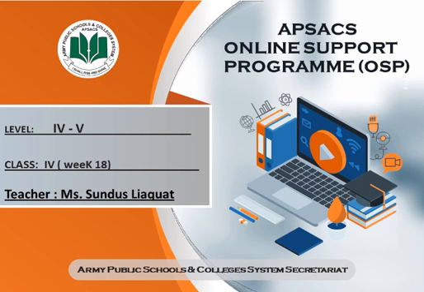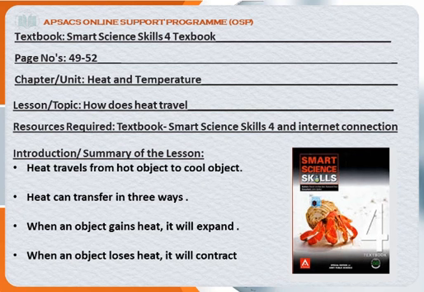This is OSP round 3. This is the revision of previous topic that we have already studied in OSP round 2. Textbook Smart Science Skill 4 textbook, page number 49 till 52. Chapter is Heat and Temperature. Topic is How does heat travel? Resources required: textbook Smart Science Skill 4 and internet connection.